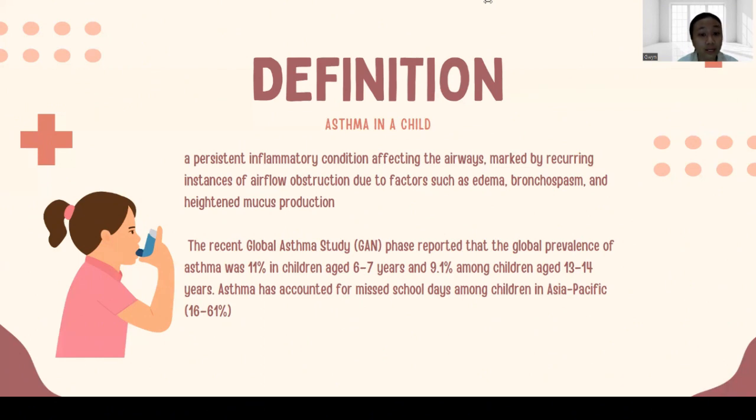The recent Global Asthma Network phase reported that the global prevalence of asthma was 11% in children aged 6 until 7 years and 9.1% among children aged 13 until 14 years. Asthma has accounted for missed school days among children in Asia Pacific, about 16 until 61%.